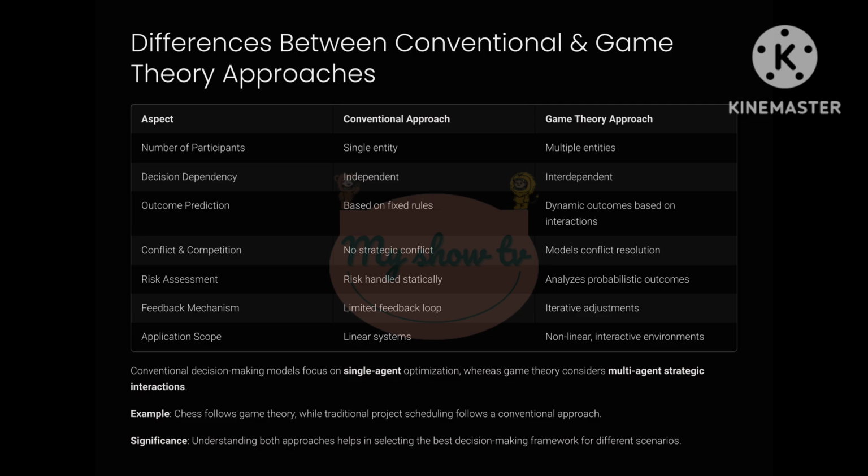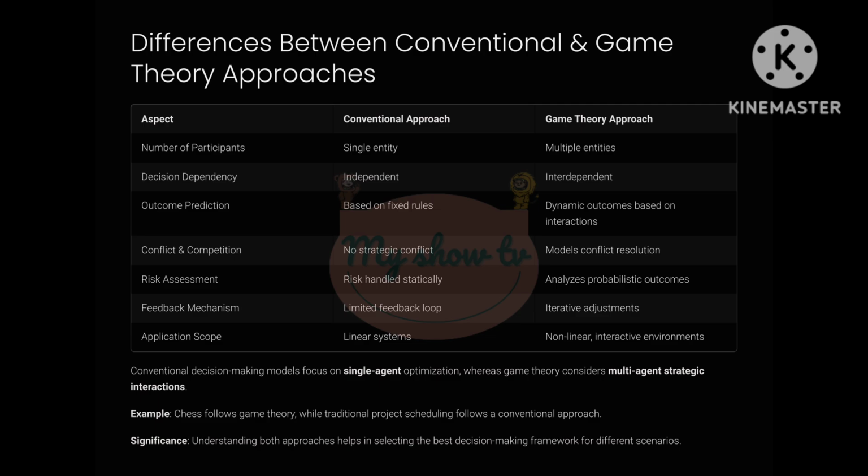1. Number of participants. Conventional models typically involve a single entity making decisions in isolation. Game theory, on the other hand, focuses on multiple entities or agents, each influencing the outcomes through their actions. Example, in supply chain logistics, conventional models optimize a company's internal operations, while game theory considers competitors' actions and market dynamics.